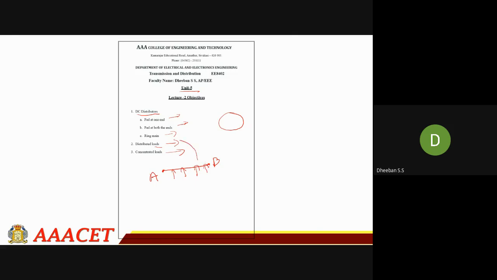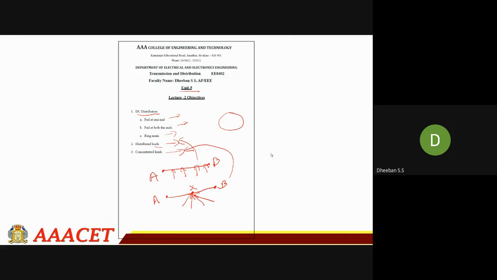But if the feeder is from A to B and two or more loads are concentrated at a single point called X, then this is called a concentrated load. So this is the basic difference between distributed load and concentrated load.